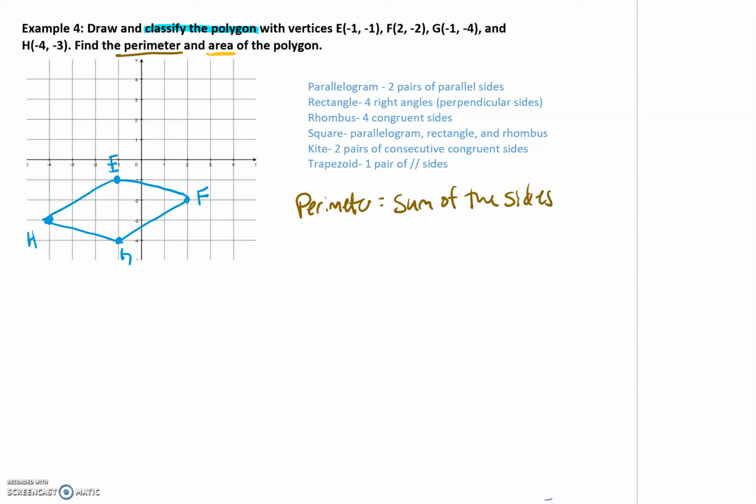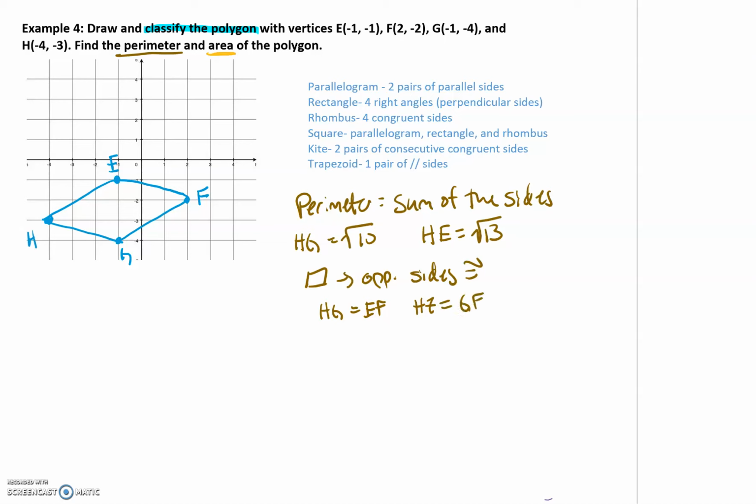So I know I just erased all my work, but remember I already calculated the length of HG, and that was the square root of 10, and I calculated the length of HE, which ended up being the square root of 13. And remember, we determined this is a parallelogram, so this is also why it might be nice to classify first, because then you can use the property of your shapes. Because it's a parallelogram, we know the opposite sides are congruent, so that tells us HG is going to be congruent to EF, which makes it equal to EF. And same, HE would be congruent to GF, which makes it equal to GF.